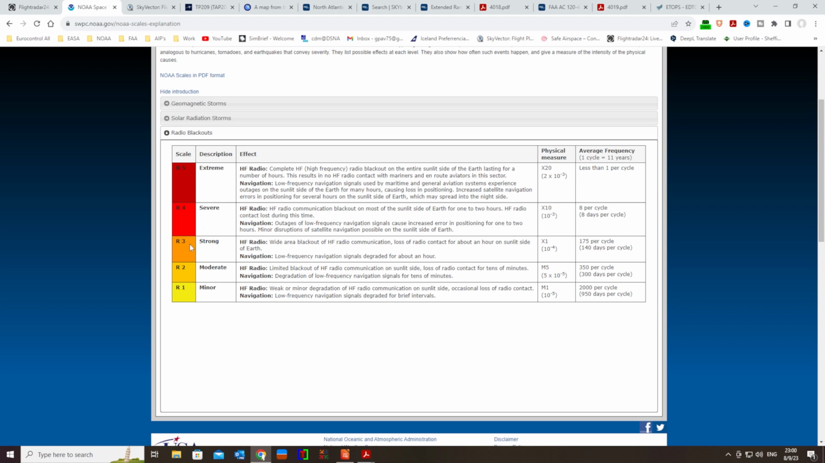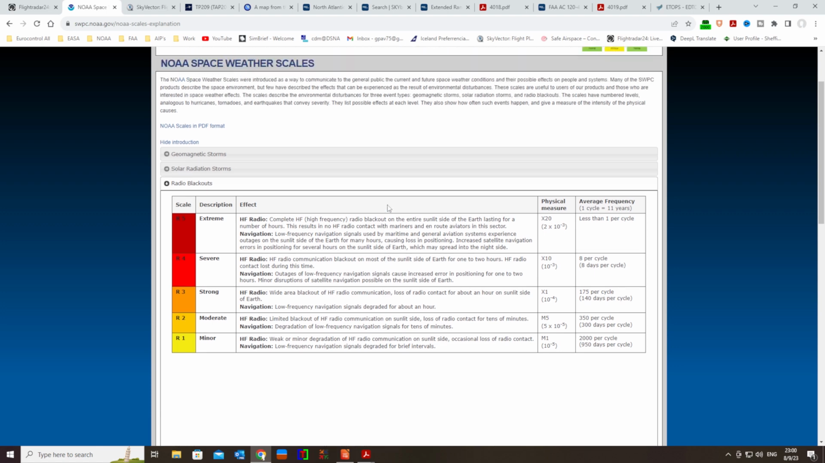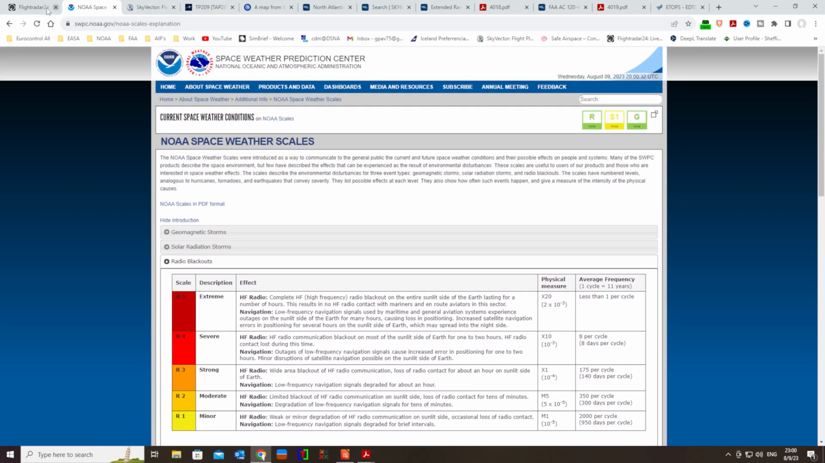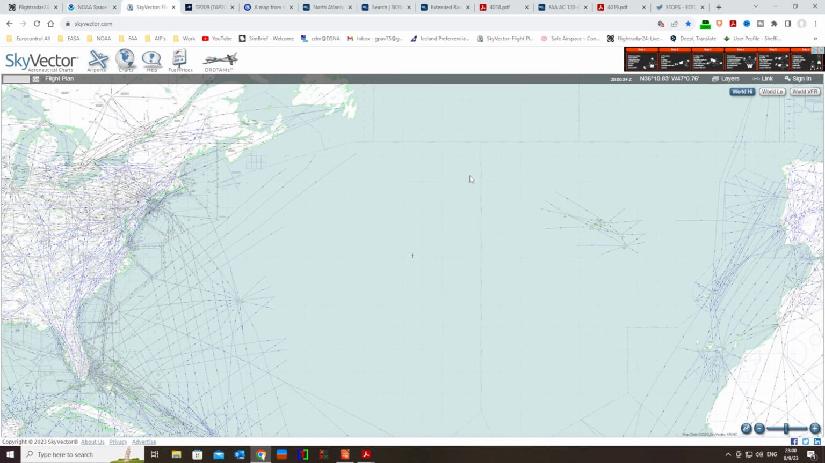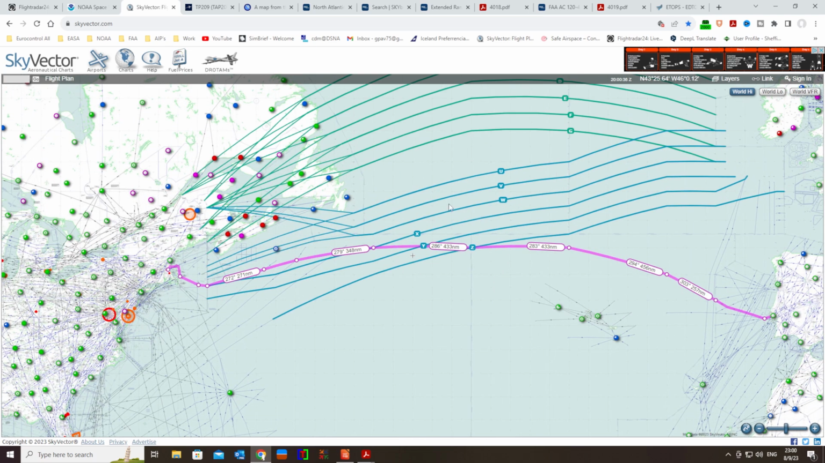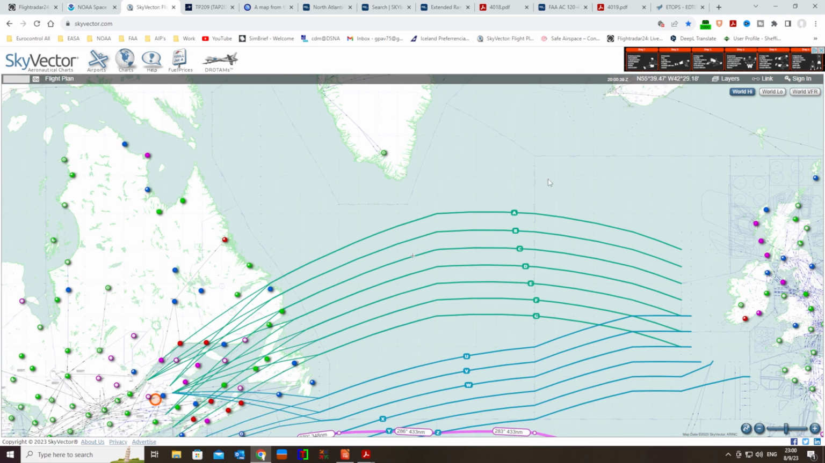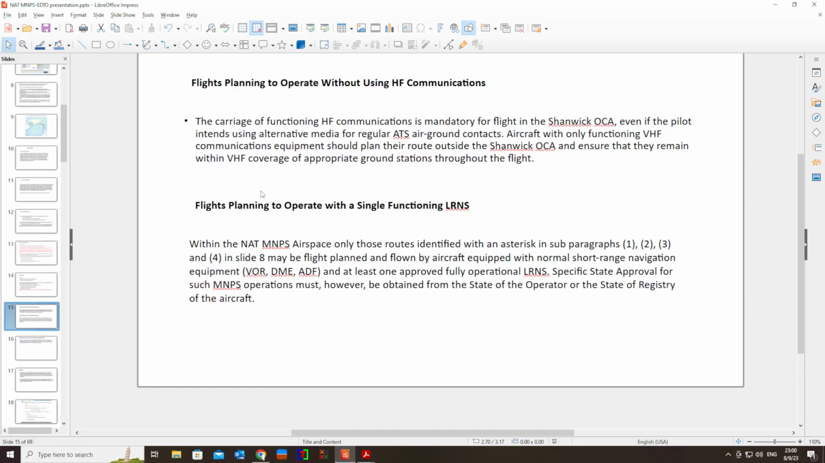But if we have 3 or 4, 5, it's extreme, no communication at all. So if it's a 3 or 4, you might think of actually not using the tracks and going even further up north and using the VHF communication. I have a chart further down on my presentation here on the areas that we are covered.